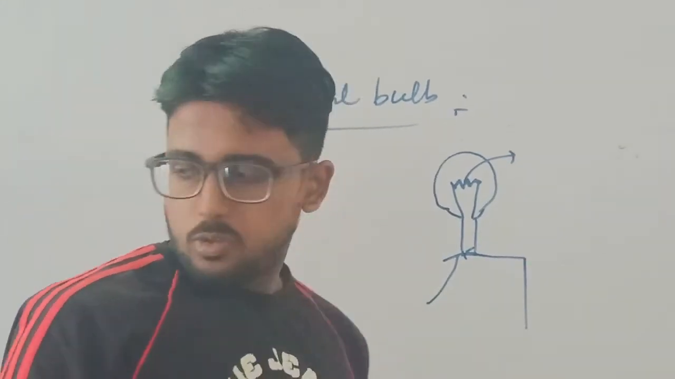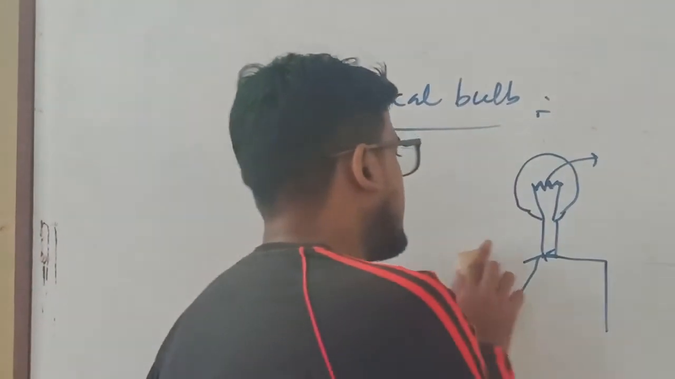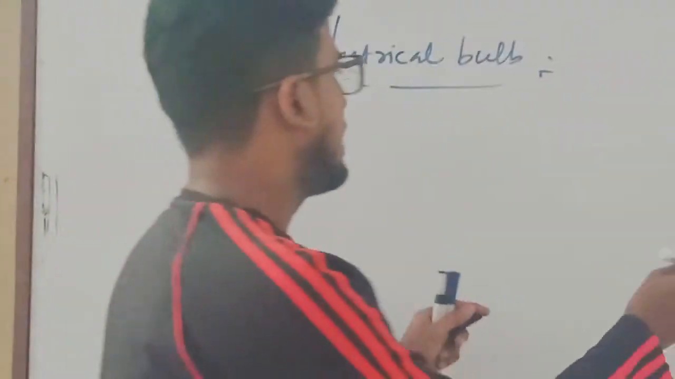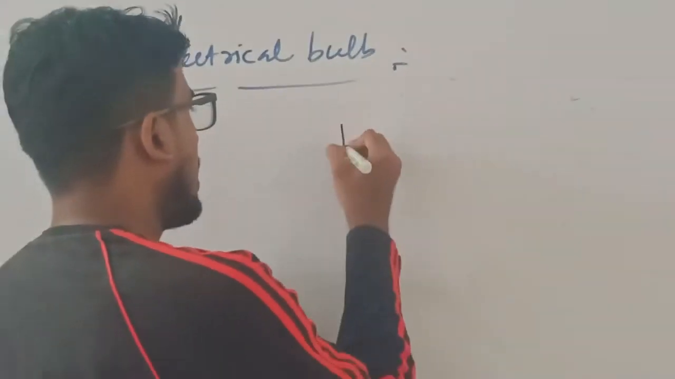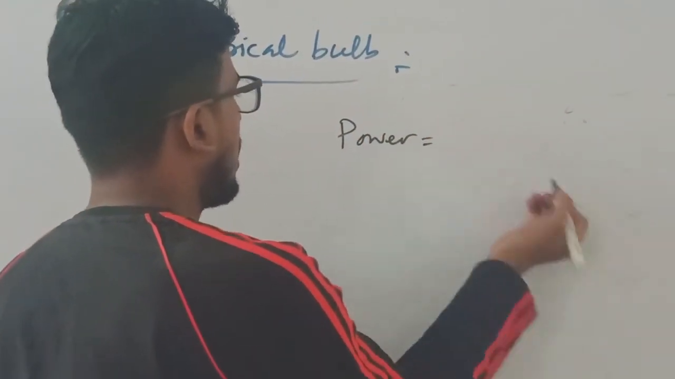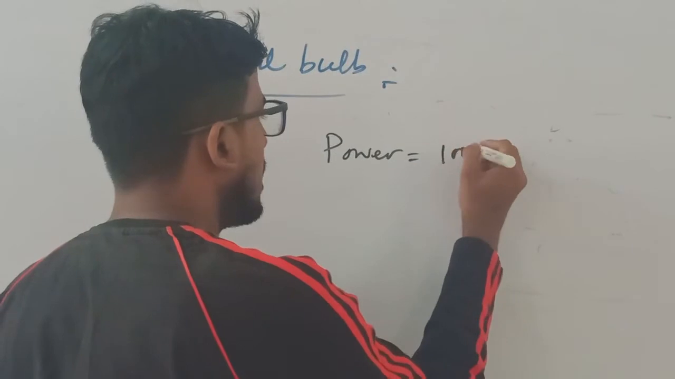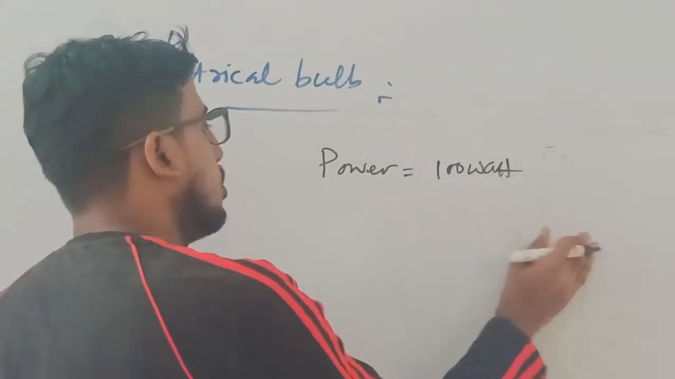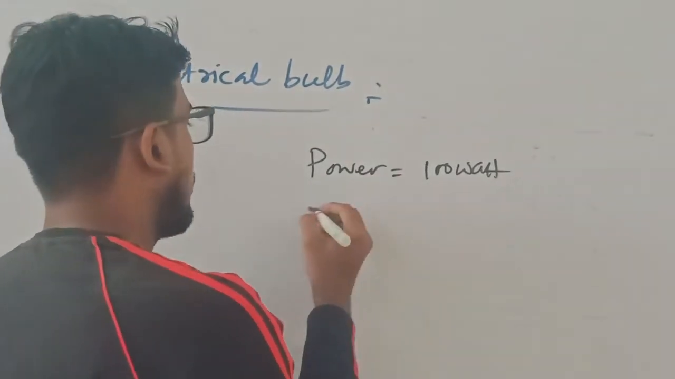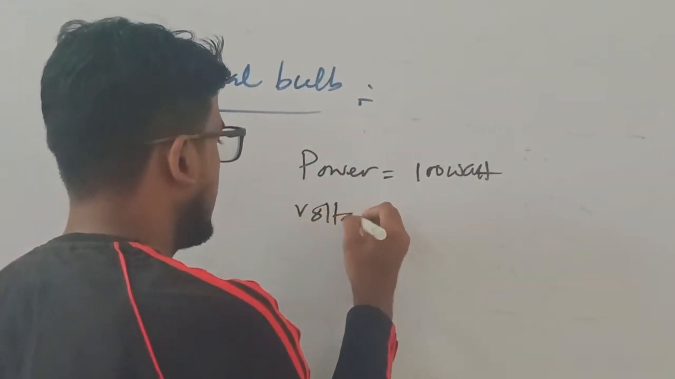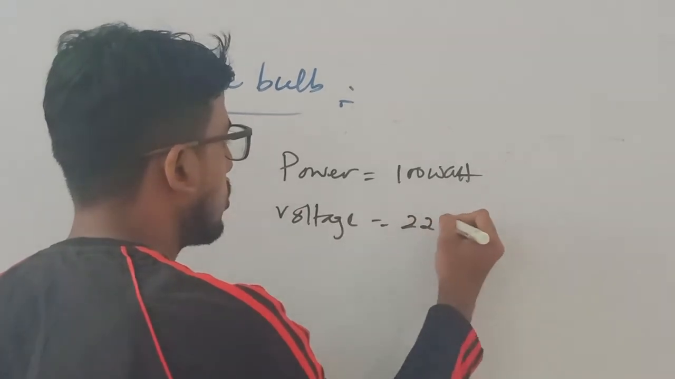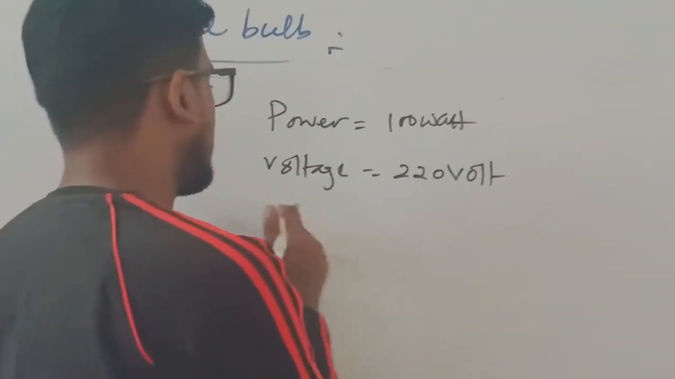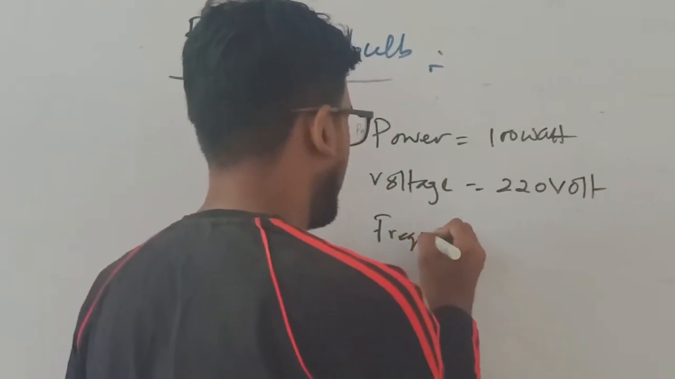If we purchase an electrical bulb from the market, there is something written on the bulb, such as the power. For example, I am considering a 100-watt bulb, so the power is given as 100 watt, and the voltage across which this bulb can be operated is rated for our household, 220 volt. So these are the ratings, and there is also a rating for frequency.